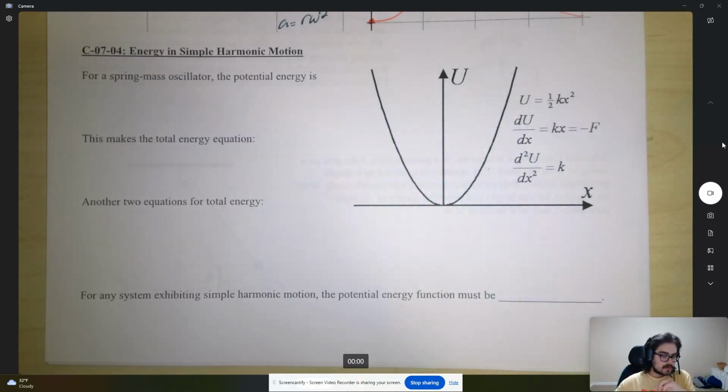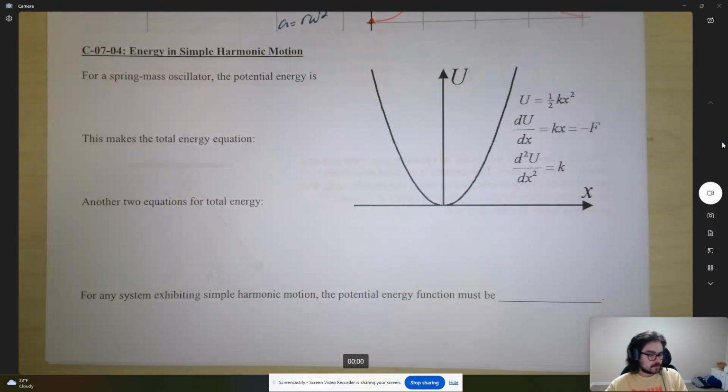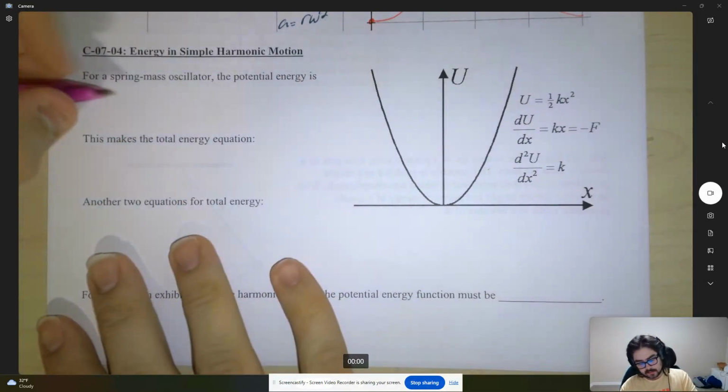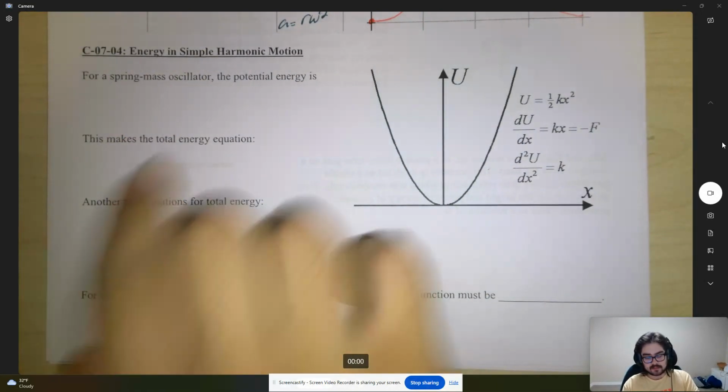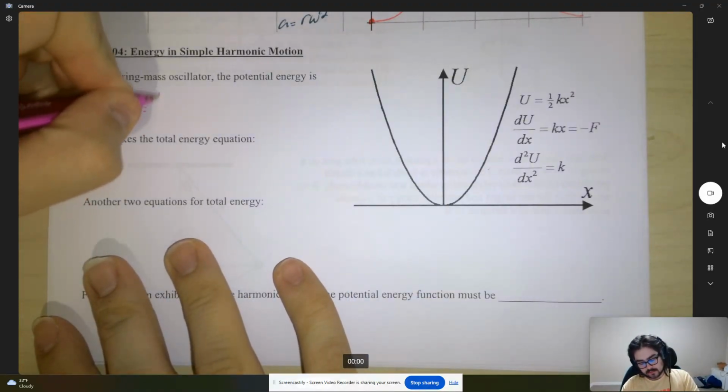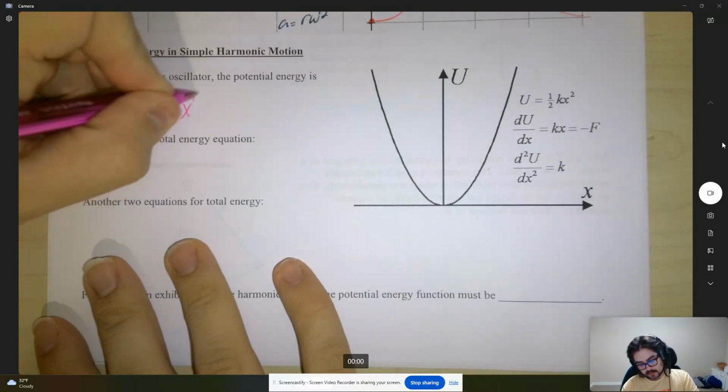Right. Energy in simple harmonic motion. Okay. Hopefully you remember from when we talked about energy that for a spring mass oscillator, the potential energy is most commonly the spring potential energy, which is 1/2 kx squared.